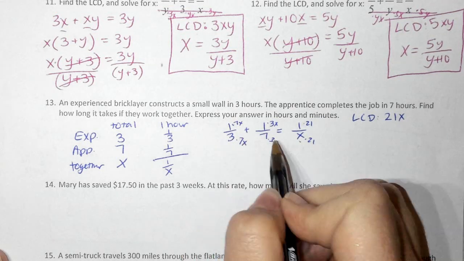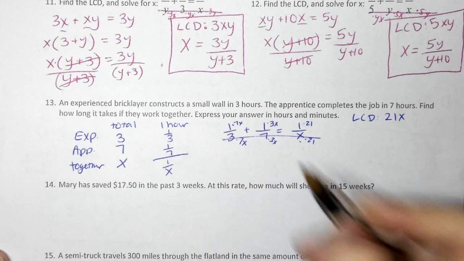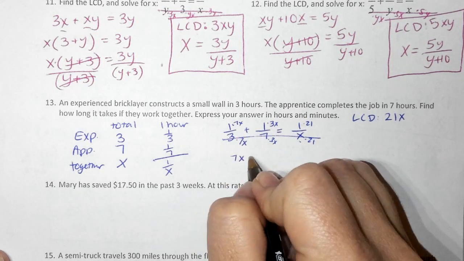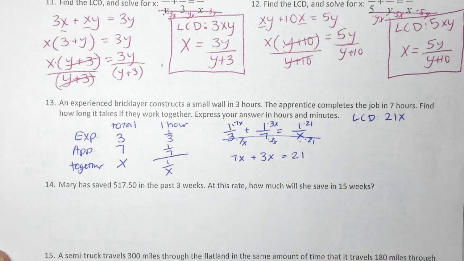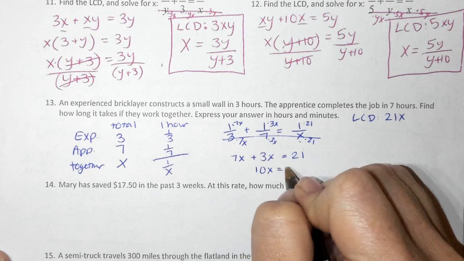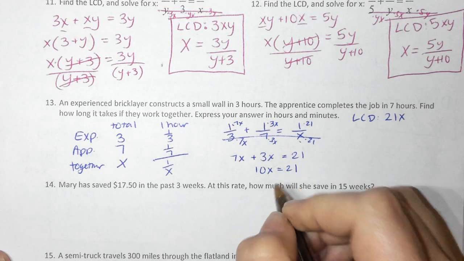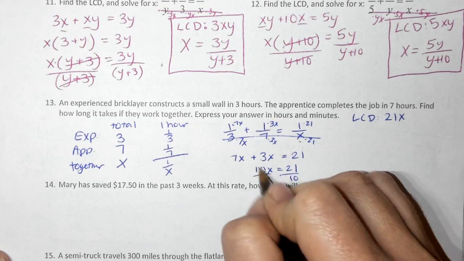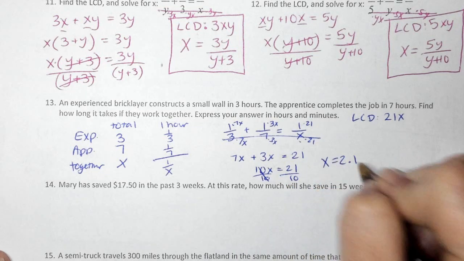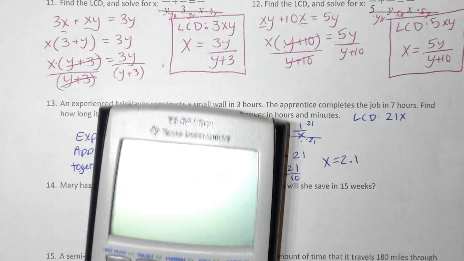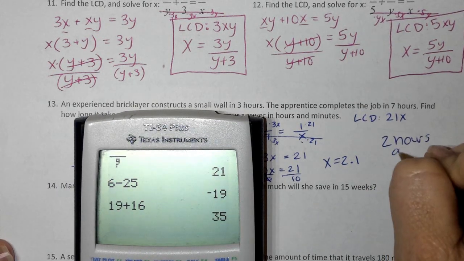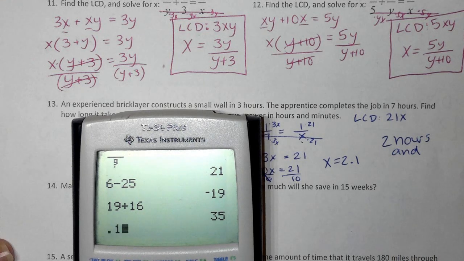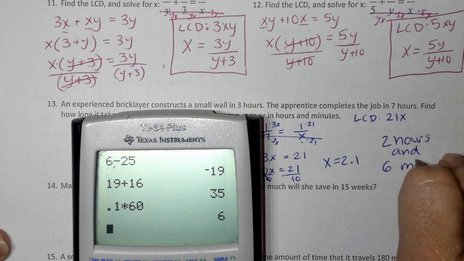So now 21x, 21x, 21x, cancel. 1 times 7x is 7x, plus 1 times 3x is 3x, equals 1 times 21 is 21. Well, that is 10x equals 21. Okay, so divide by 10, and I get x equals 2.1. Well, that's 2.1 hours. It says hours and minutes. So we know 2 hours, and you take your decimal, so 0.1 times 60 minutes in an hour. So it's 6 minutes.